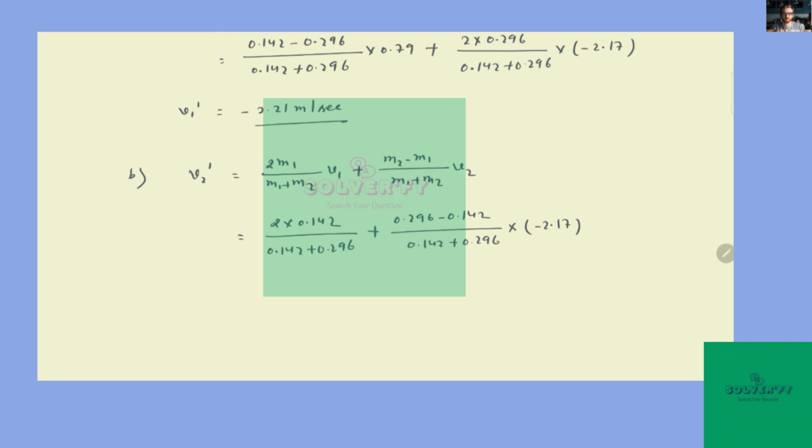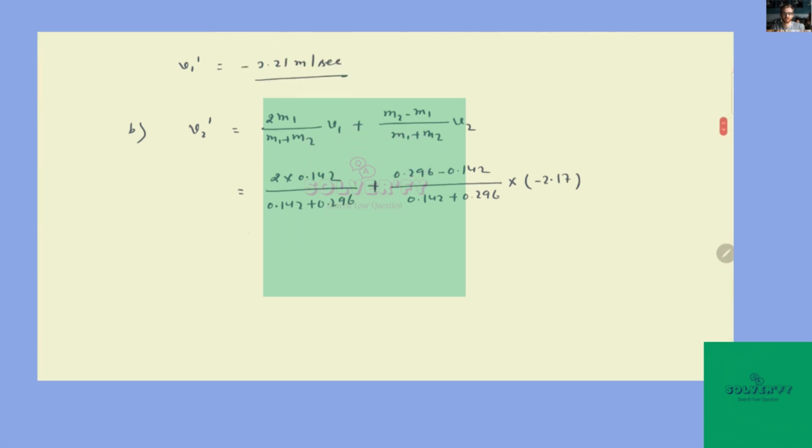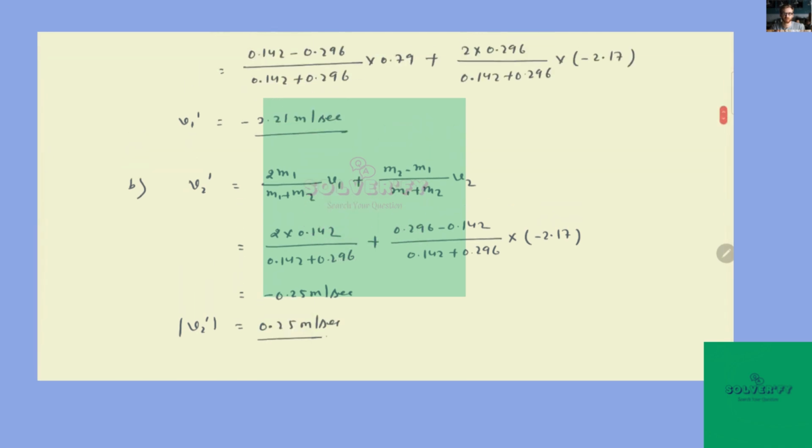minus 2.17. Now if we solve this expression, then we get around minus 0.25 meter per second, and the magnitude of v2 dash will be equal to 0.25 meter per second. And similarly, the magnitude of v1 dash we can write as 3.21 meter per second.